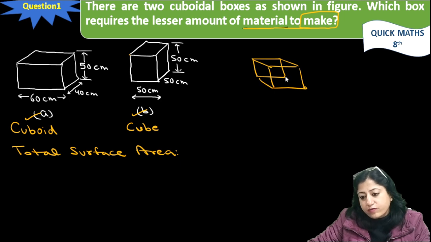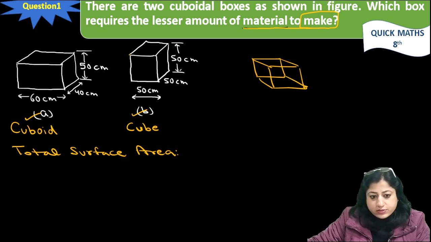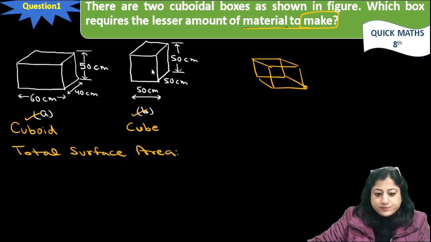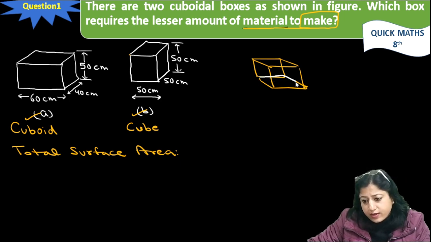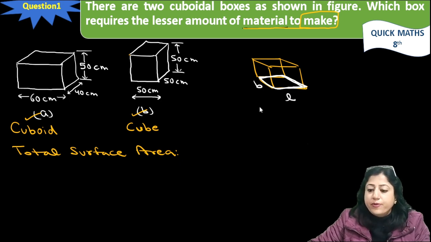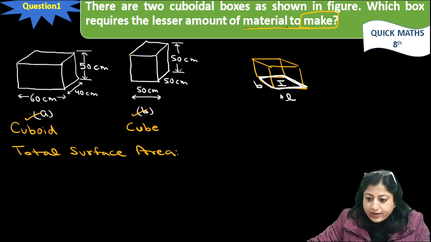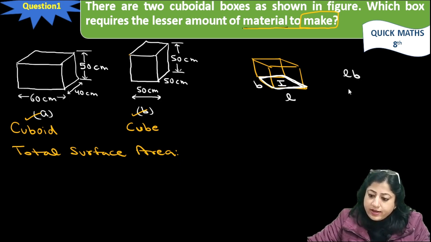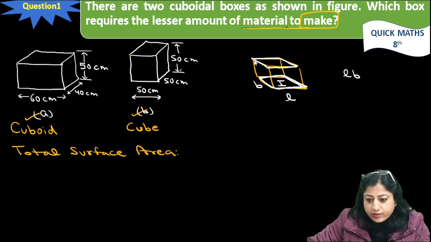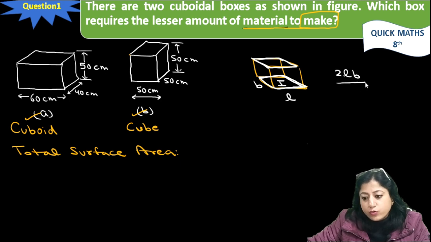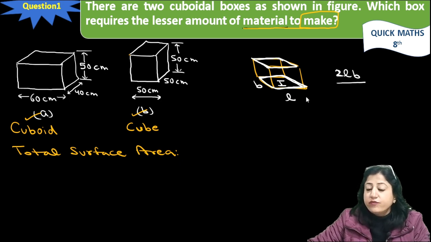So in the case of a cuboid, we have 6 faces. First, I am highlighting it with white color. This is the base, the floor base. This is a rectangle, so this one is length and this one is breadth. So for the first part, the area is LB. Similarly, for the top part, it is also LB. So it will become 2LB, because these are two opposite faces.